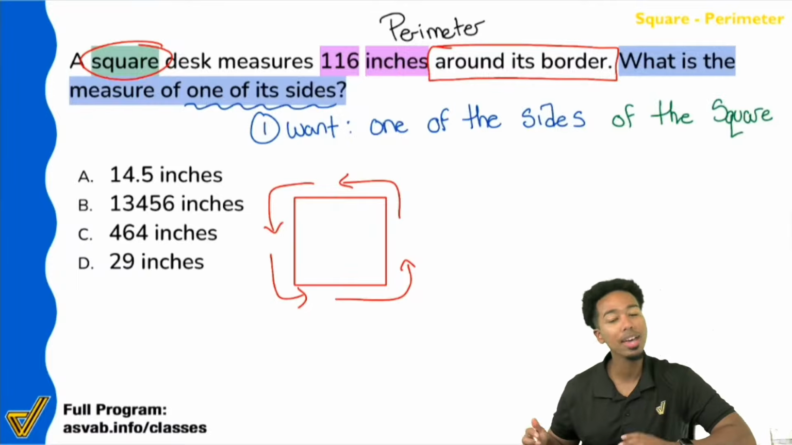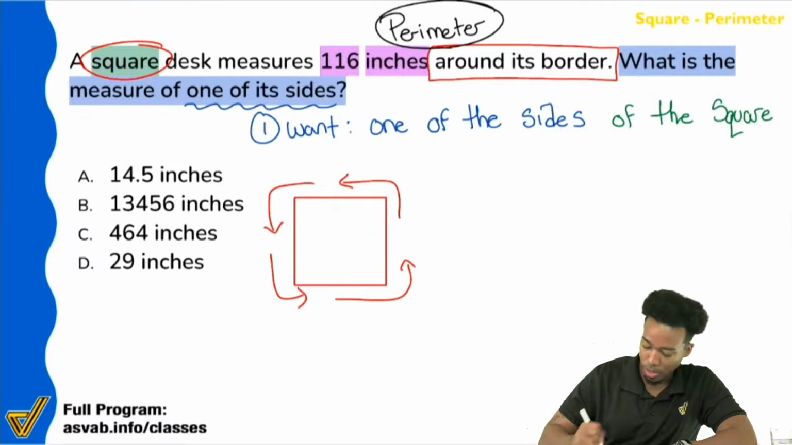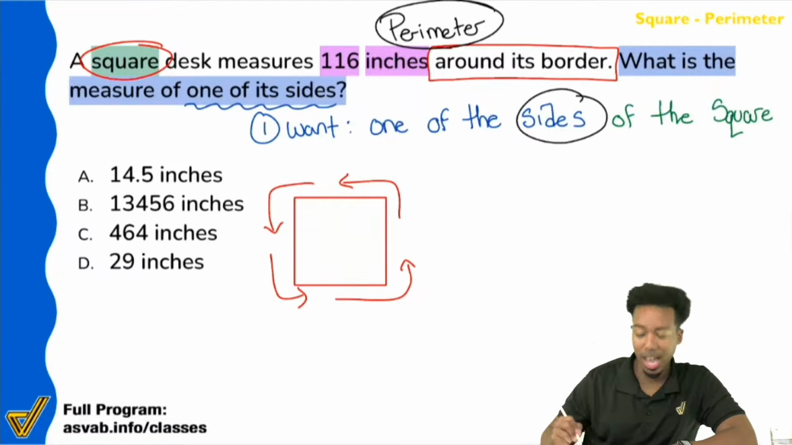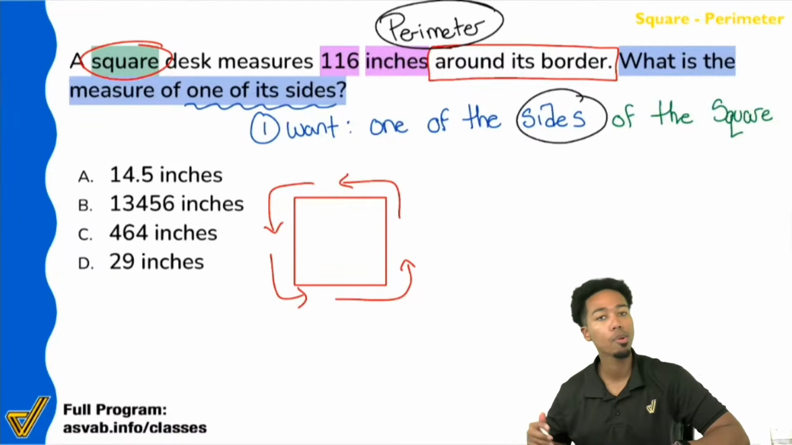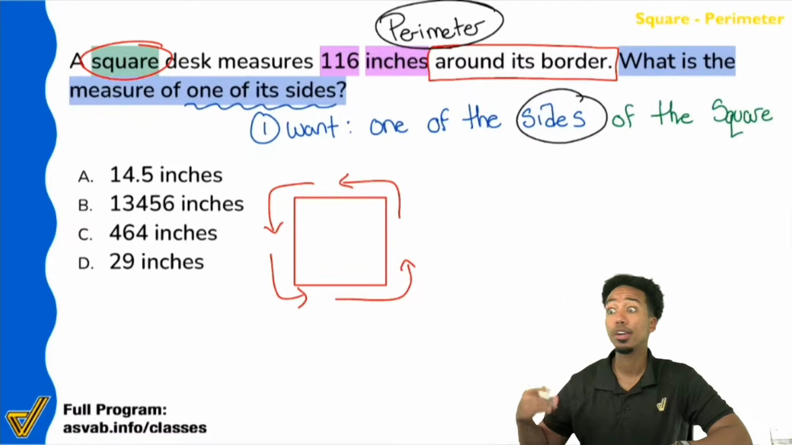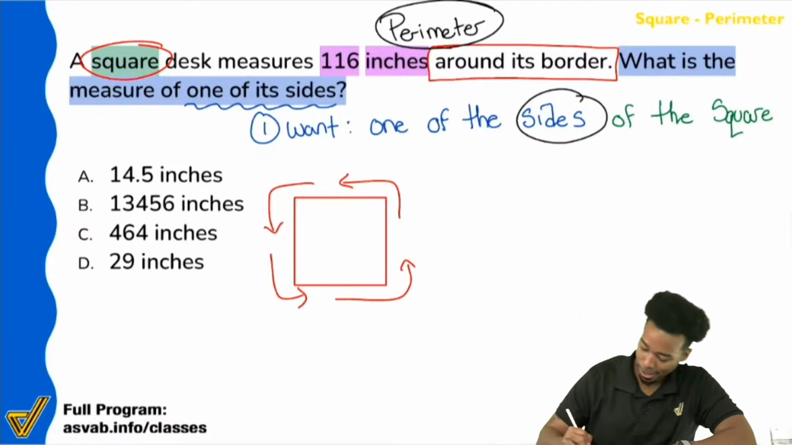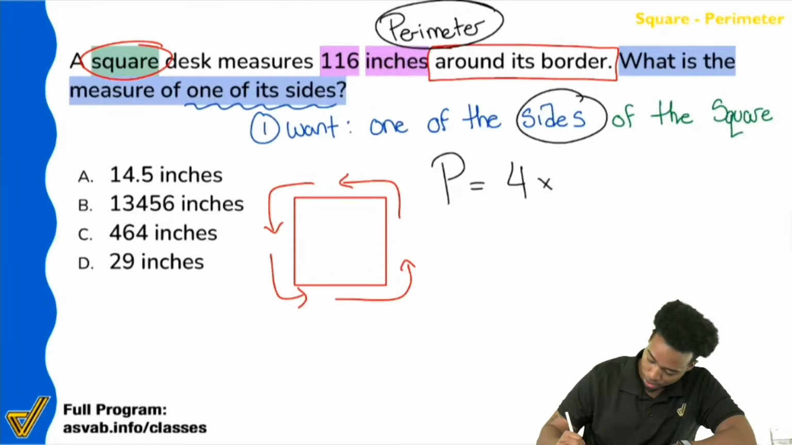How do I know that? Well, it's because I know that we have the perimeter and we're looking for the side. Guess what the formula for the perimeter of a square uses? The perimeter and the side. P equals 4 times the side.